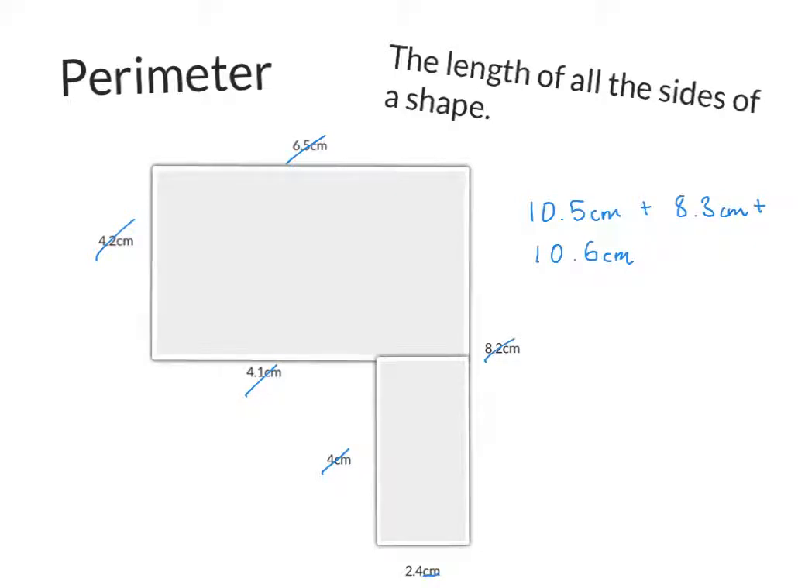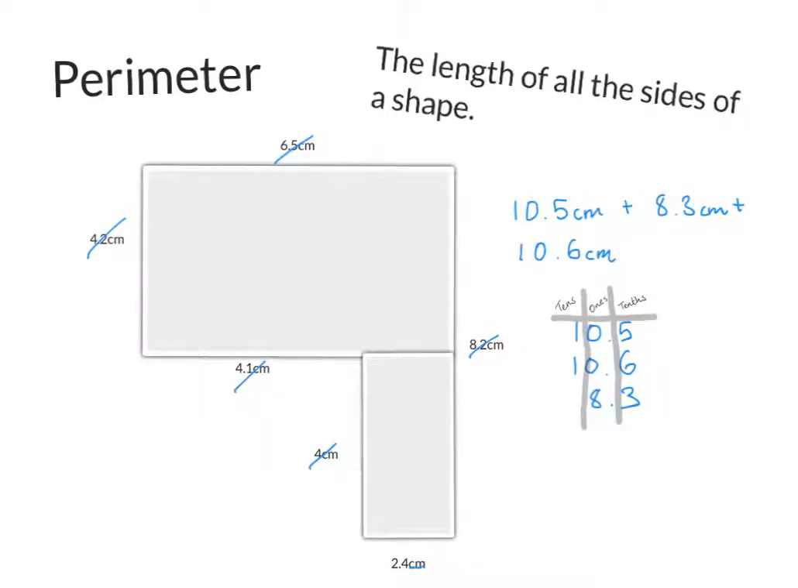Okay, using column addition then. 10.5, 10.6. Make sure it's all lined up correctly. 8.3. And I've put my work in a place value grid to help me. Okay, and then simply once you've done that, add them all together.